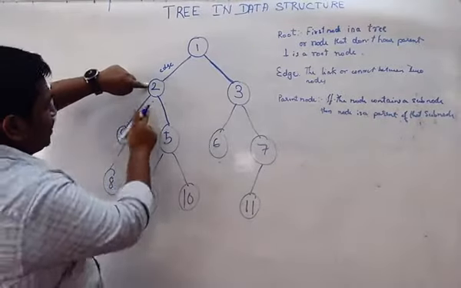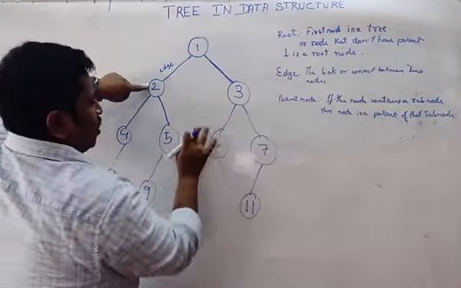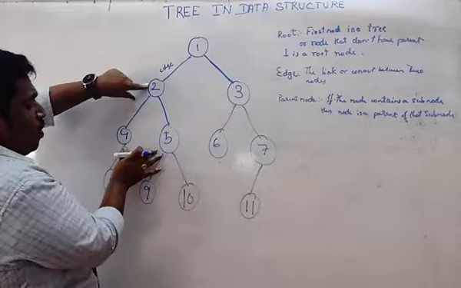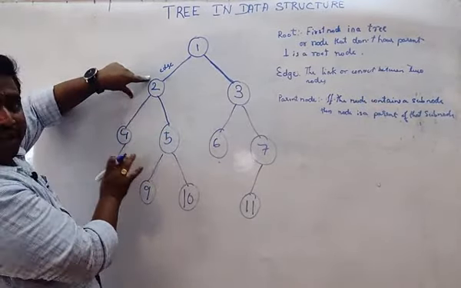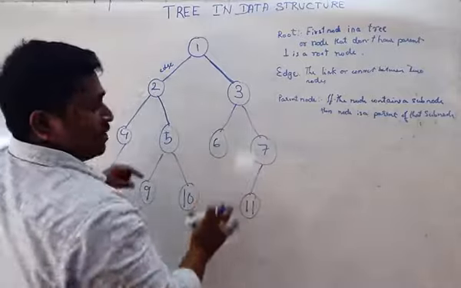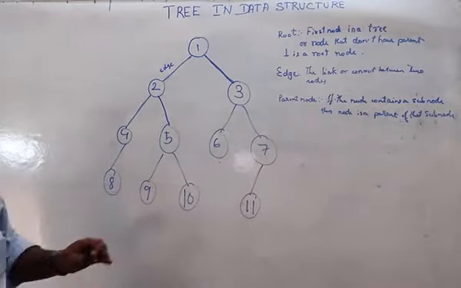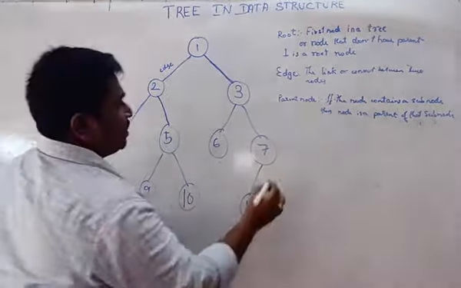Similarly, 2 has subnodes 4 and 5. 3 also has subnodes 6 and 7. So 2 is a parent of 4 and 5. Similarly, 3 is a parent of 6 and 7. So this is a parent. Next, a child node.